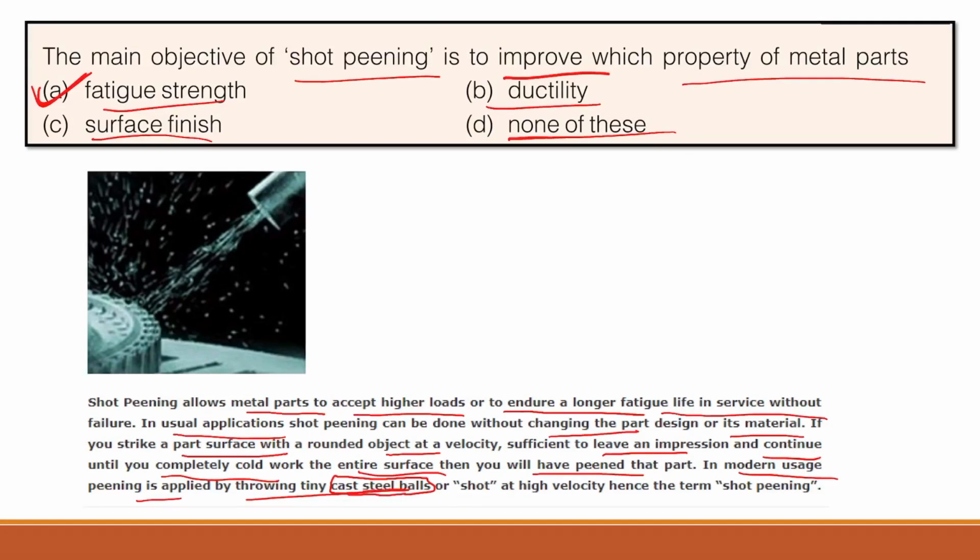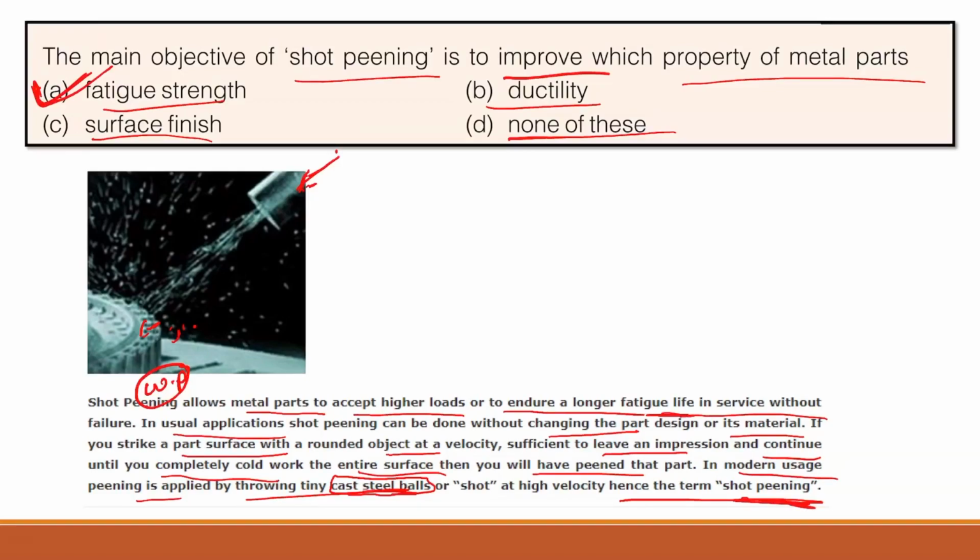Remember guys, cast steel balls are shot at a high velocity, hence the term shot peening, right? Here you can see cast steel balls getting shot at high velocity onto this workpiece material, and by this process we get good fatigue strength and longer fatigue life, right?